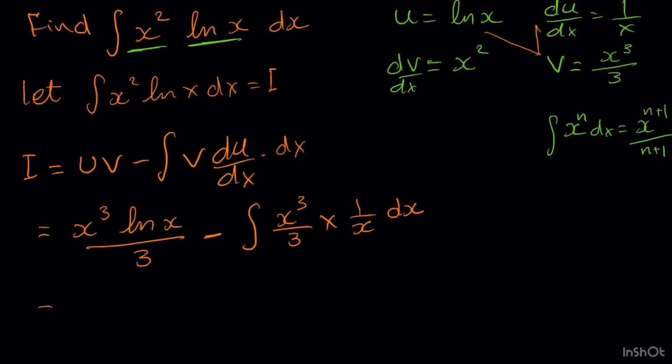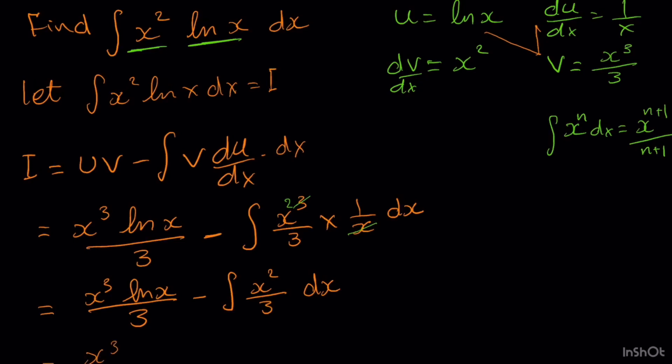So now this means x cubed ln x over 3 minus the integration of x squared over 3. Why x squared? Because we cancel this x with one of those here. So we are left with x squared. Okay? So we got x squared over 3 dx. Okay. So the final answer for this is going to be x cubed ln x.